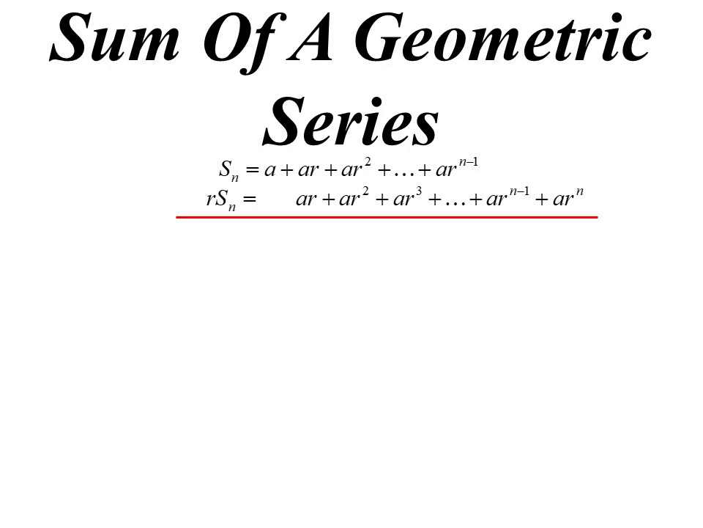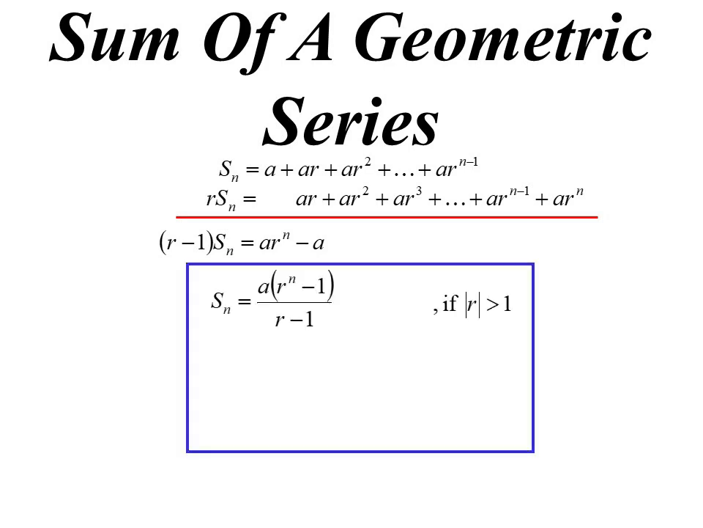The columns line up nicely now. So I have ar plus ar squared all the way up to ar to the power of n. If I do a subtraction then, all of those terms in the middle disappear and I'm just left with ar to the power of n on the bottom there and the very first term. And we're subtracting. So I've got r minus 1 times the sum to n is ar to the power of n minus a. Divide by r minus 1 and we have ourselves a formula we can use.